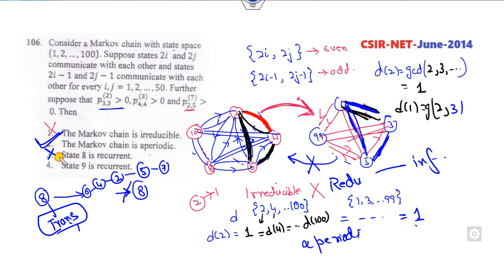Look at 9. If you start from 9, you can go from 9 to 7, and from 7 to 1, because all are closed. But you can never go back to the even classes, because there is no path involved. So it is possible to start from 9 and come back to 9. It is recurrent. So the right answers are B and D, which are recurrent.